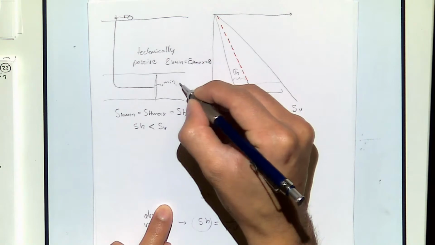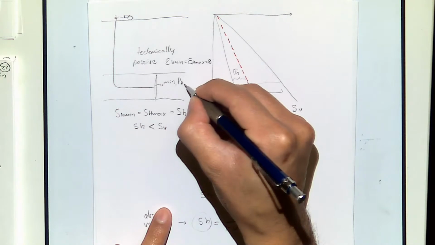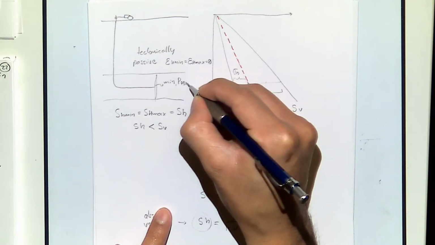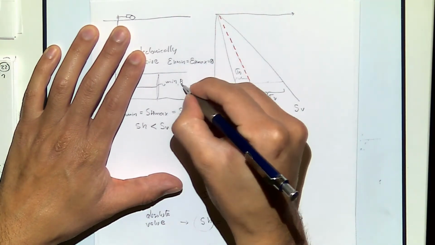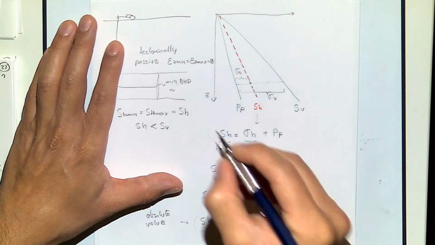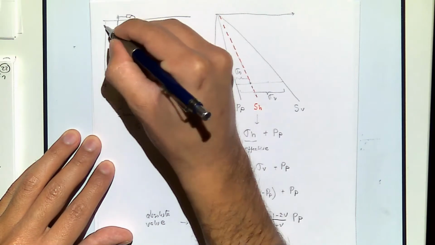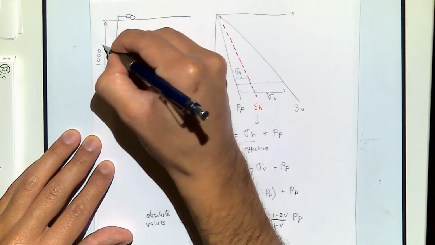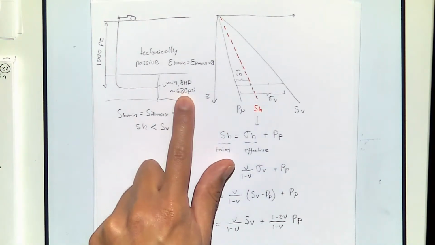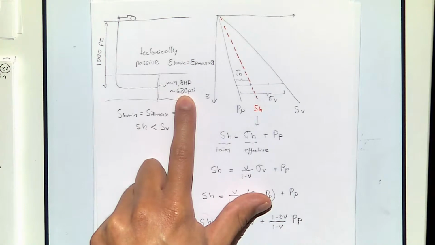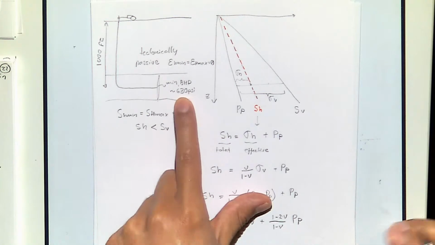So the minimum pressure to open a hydraulic fracture in this case is going to be 630 psi if I say that this is 1,000 feet. We're going to see later on that in order to make a fracture and propagate a fracture, you need a little bit of a larger pressure. But the absolute minimum is going to be 630. That's to start talking.